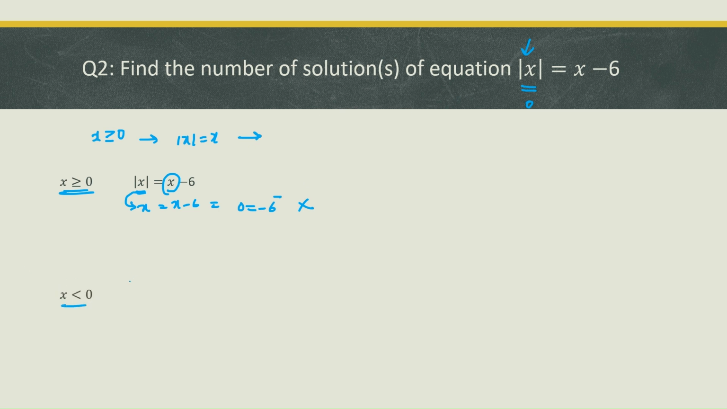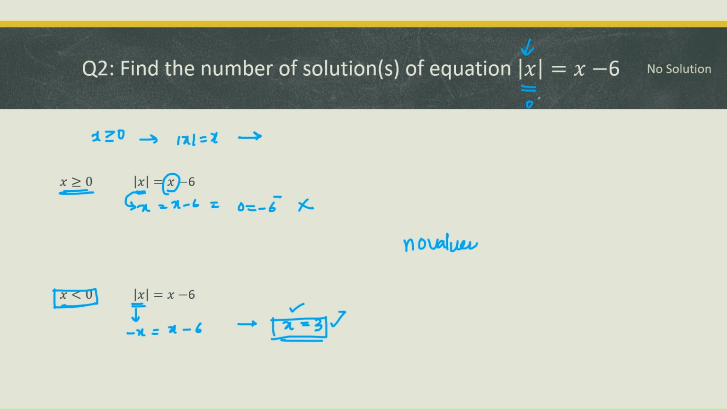Next, consider the case x is less than 0, and the given equation is this one. So for x less than 0, mod x would be minus x. Minus x equal to x minus 6 implies 2x equal to 6 and x equal to 3. So x is equal to 3, and you can see it clearly contradicts x less than 0. We have taken values of x which are less than 0, but we are getting a positive value. That means there are no values of x which satisfy this equation simultaneously. So no values of x satisfy this equation.